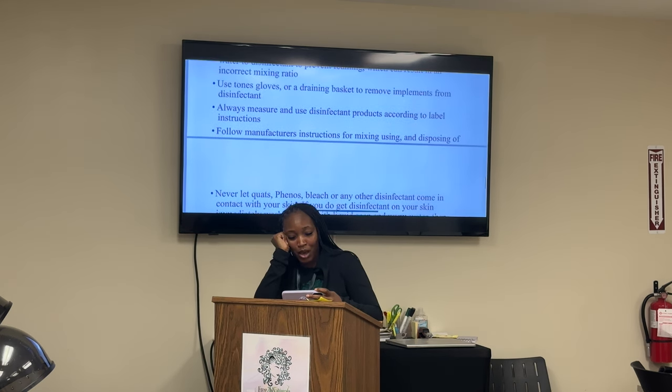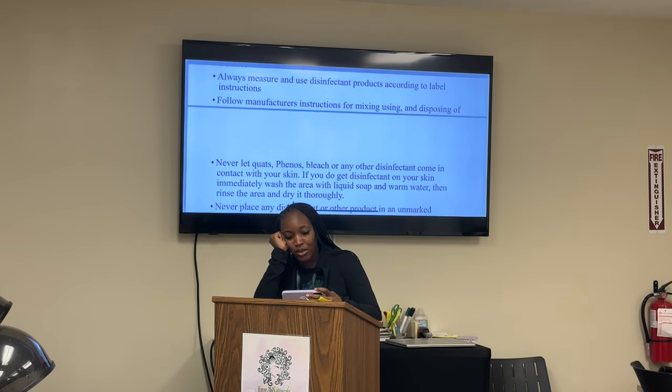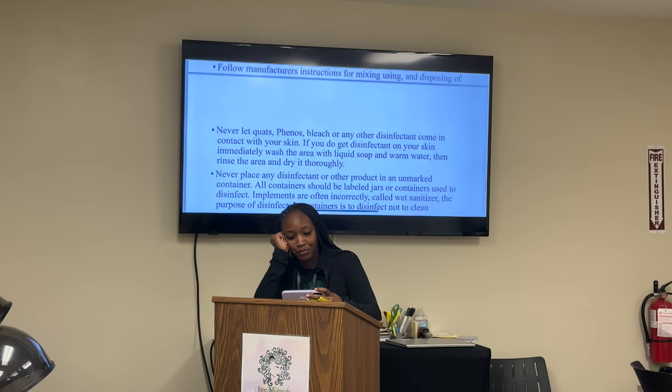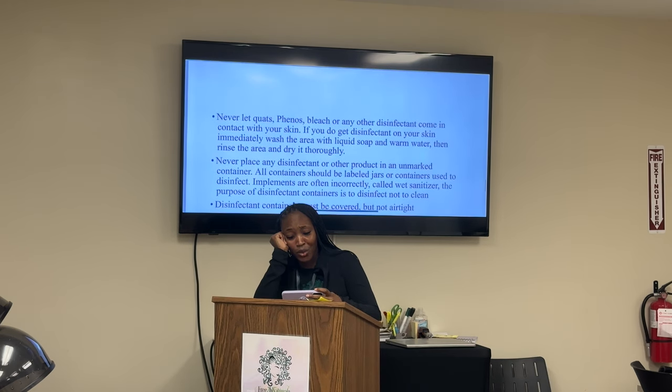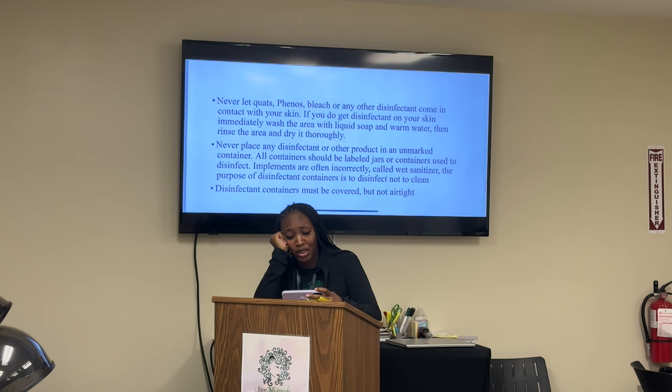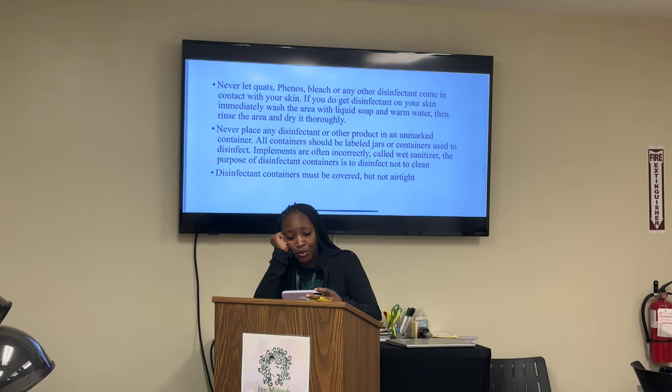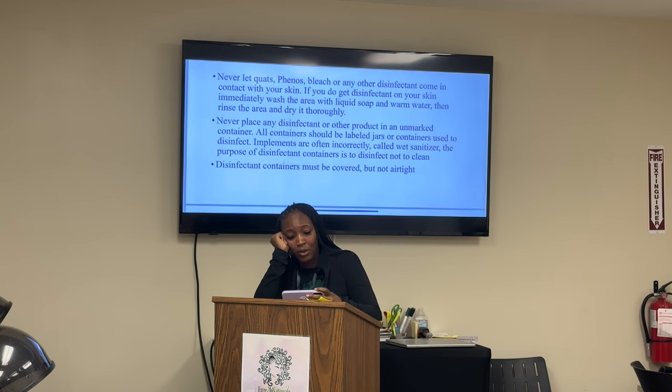Always measure and use disinfectant products according to label instructions. Follow manufacturer's instructions for mixing, using, and disposing. Never let quats, phenols, bleach, or any other disinfectant come in contact with your skin. If you do get disinfectant on your skin, immediately wash the area with liquid soap and warm water, then rinse the area and dry it thoroughly.